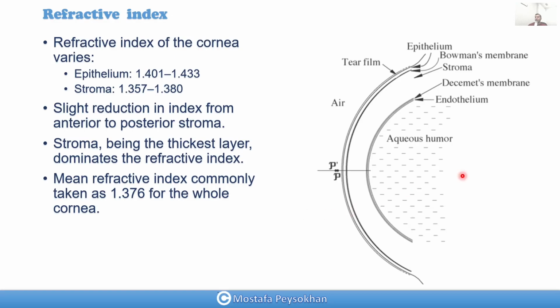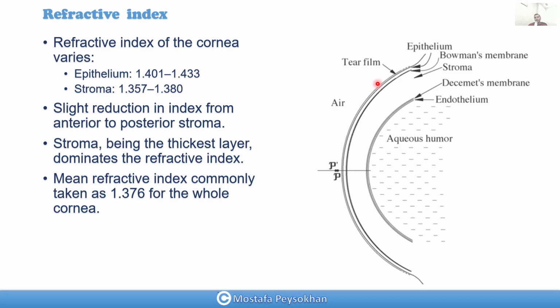So, the refractive index of the cornea. As I mentioned before, the cornea is composed of different layers with different refractive indexes. The first one is the tear film, which is very thin, 5 to 7 microns, so that one is not very important. The second layer is the epithelium, whose refractive index is between 1.401 and 1.433. There is a range for that refractive index because, as I said, it differs from person to person, and they take the average over all people.